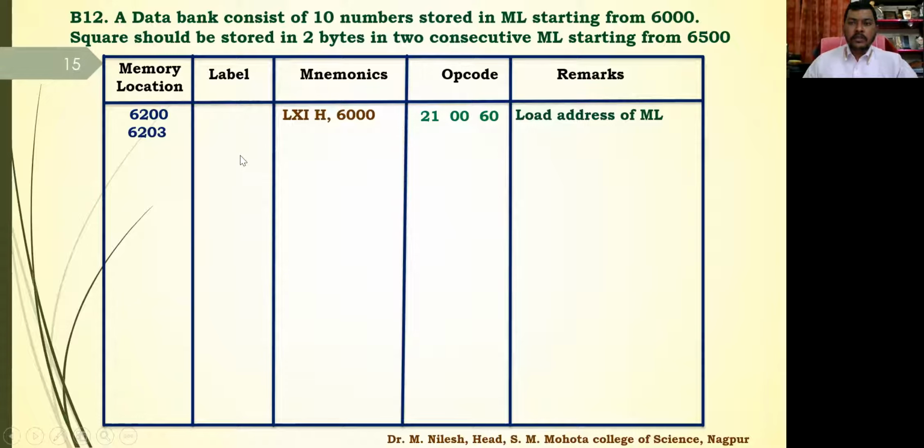Now here we are going to load the DE pair, as we loaded it in the data transfer program, right? So we are using LXI DE to store the result. For that, we will be loading it with the address 6500, from where we need to store the data, right? So we have loaded the DE pair to save the result. Again, 6203, 04, and 05. The next location will be 6206. I hope you will maintain this memory location address.